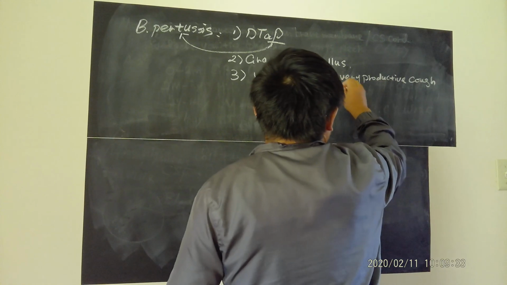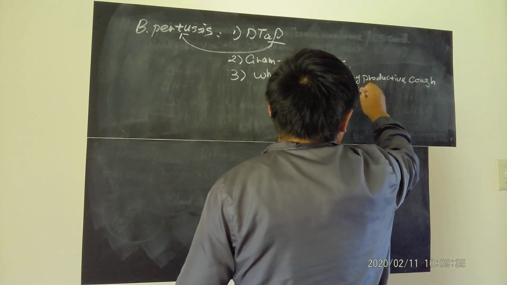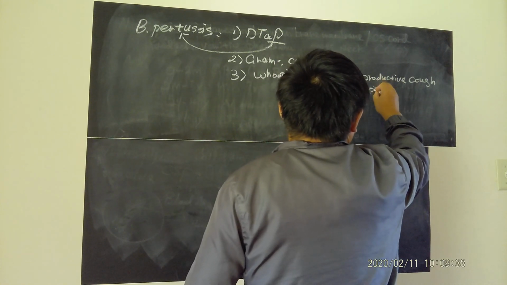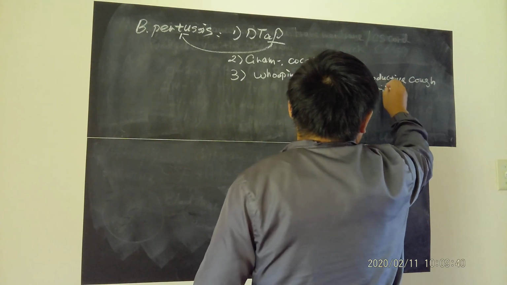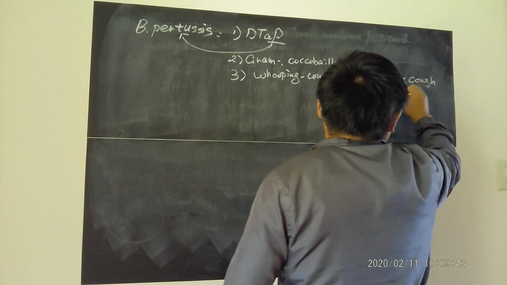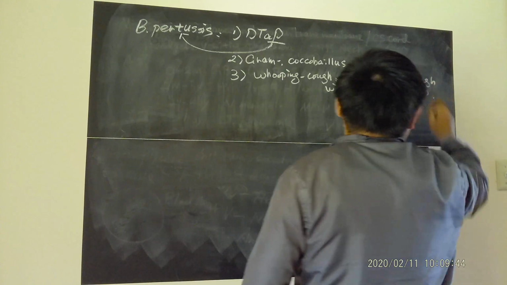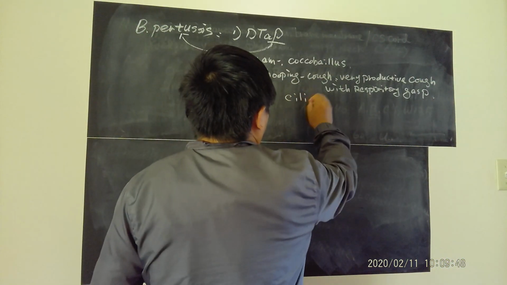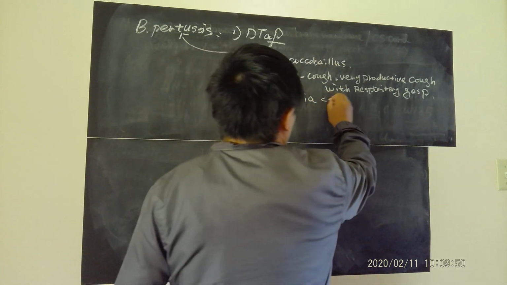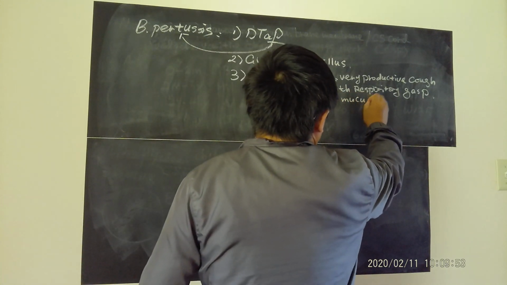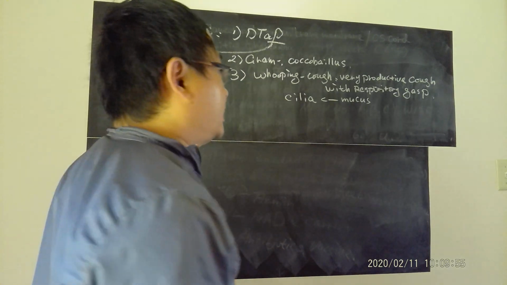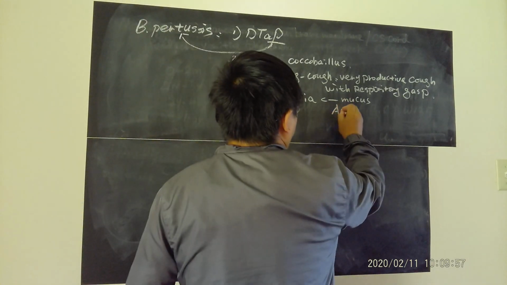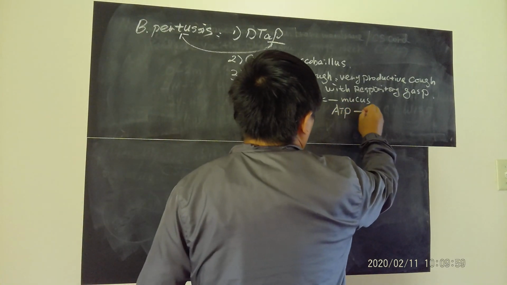With respiratory gasp. The reason is there is a cilium covered by the mucus. Now, why will it be covered by the mucus? Because the mechanism behind that is ATP.